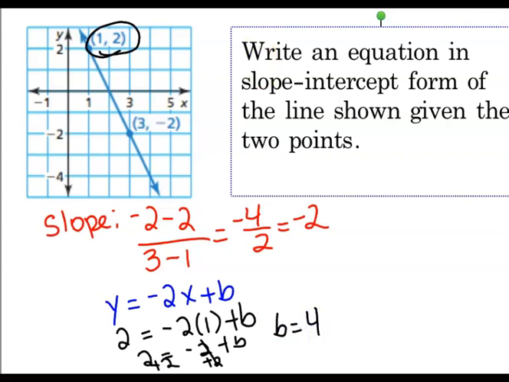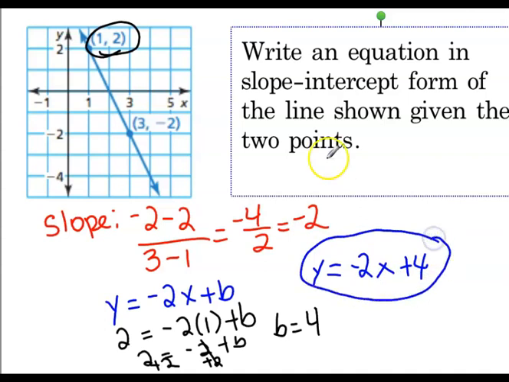So now after I sub the point in, I can write the equation in slope-intercept form. y equals negative 2x plus 4. And if I want to check, I can check both points and they should work. So if I sub in 3 for x, negative 2 should be the y. If I sub in 1 for x, 2 should be the y. And it does work, so I know my equation's correct.